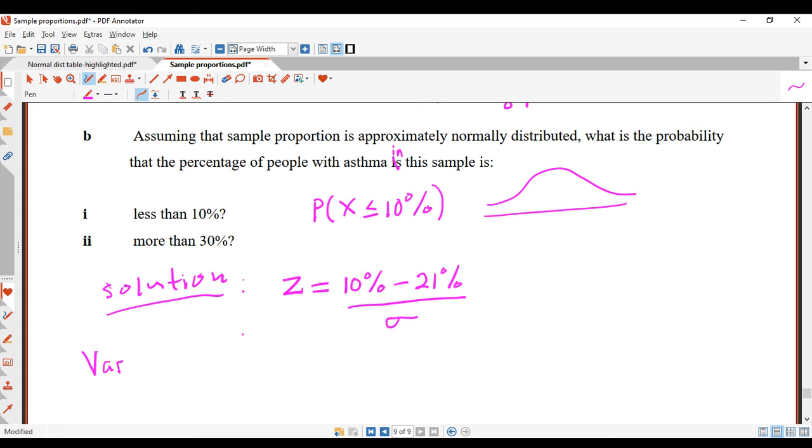So let's look at the variance. Well, the variance will be the standard deviation squared. So let's work that out. The variance of our random variable will be P times 1 minus P divided by N. Now, let's just have a look at that because I'm just going to rub something out here.